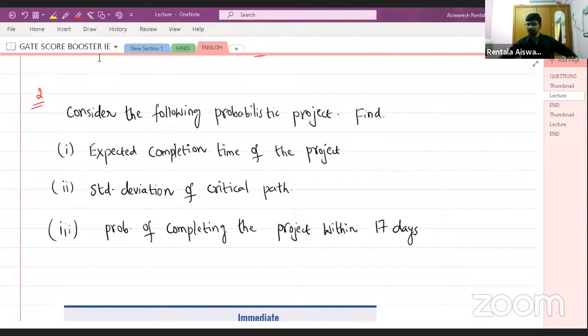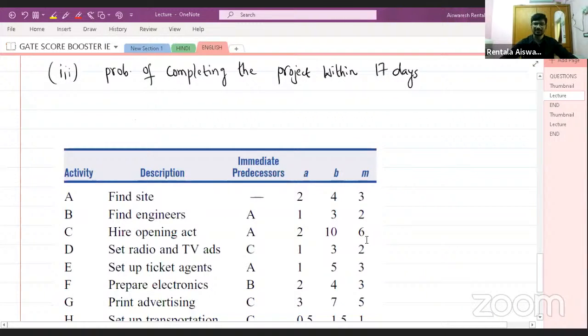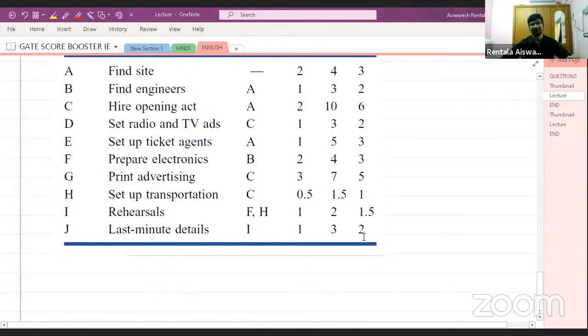So consider the following project. Find first the expected completion time of the project. So in probabilistic projects, we do find expected completion times, right? Second question, standard deviation of the critical path, very much simple. And third question, probability of completing the project within 17 days, right? So let us solve one by one.